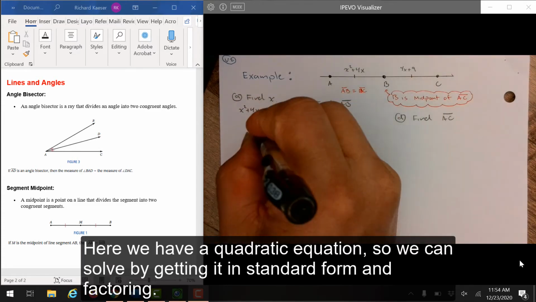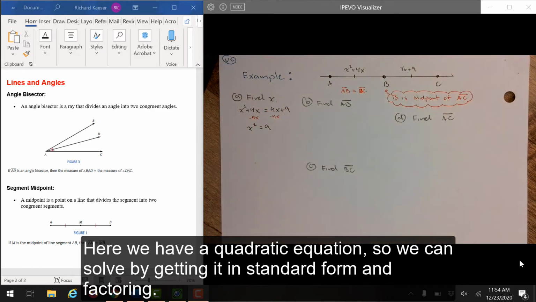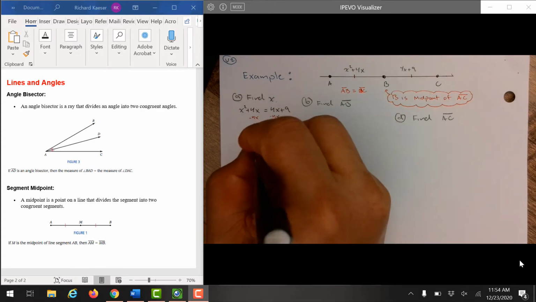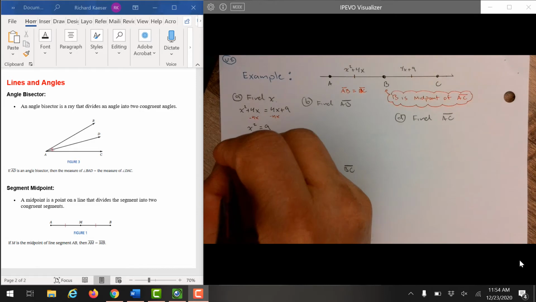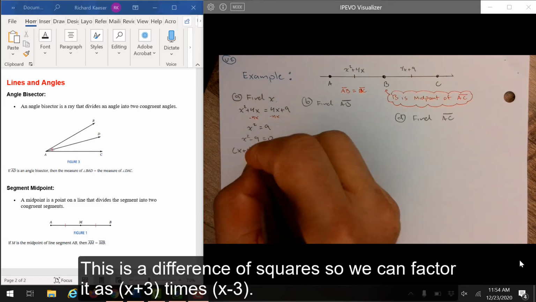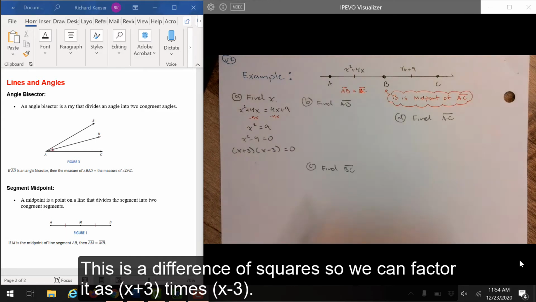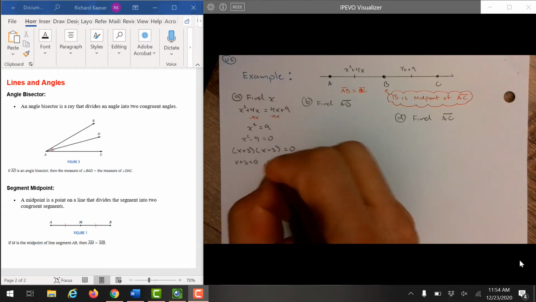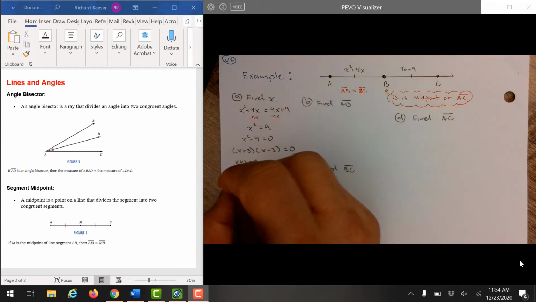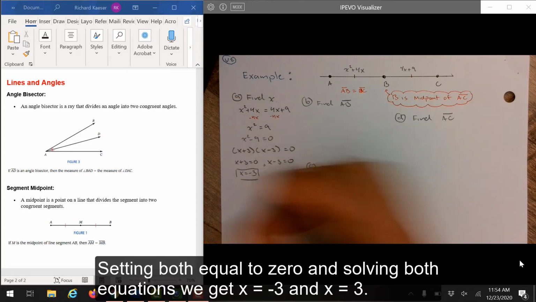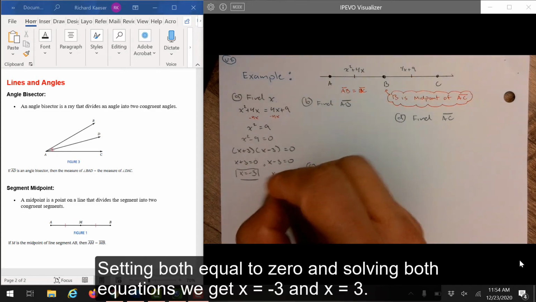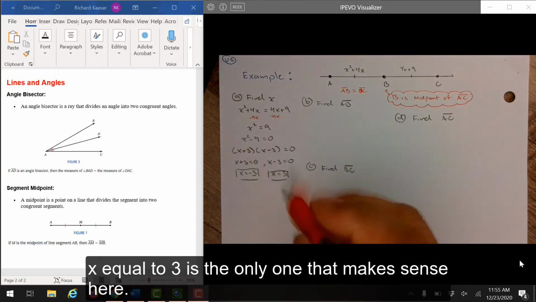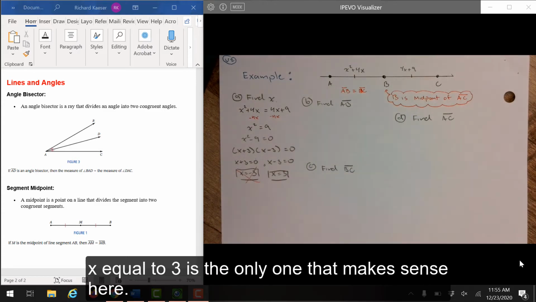Here we have a quadratic equation, so we can solve by getting it in standard form and factoring. This is a difference of squares, so we can factor it as x plus 3 times x minus 3. Setting both equal to 0 and solving both equations, we get x equals negative 3 and x equals 3. X equal to 3 is the only one that makes sense here.